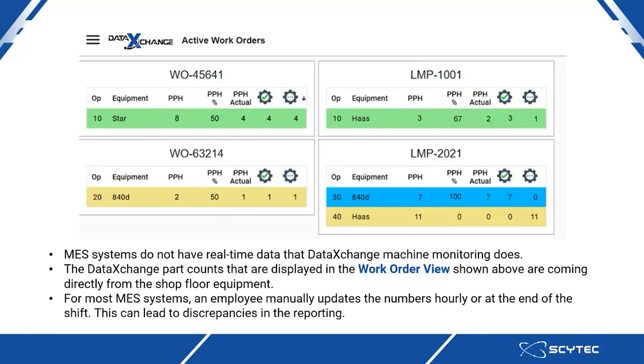The DataXchange part counts that are displayed in the work order view shown are coming directly from shop floor equipment. And for most MES systems, an employee manually updates the number hourly or at the end of a shift, and this can lead to some discrepancies in the reporting.